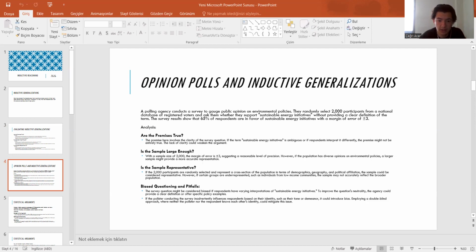You can read it, the examples. These examples demonstrate how factors like questioning clarity, sample size, representativeness, and potential biases in questioning or survey administration can impact the reliability of opinion polls.